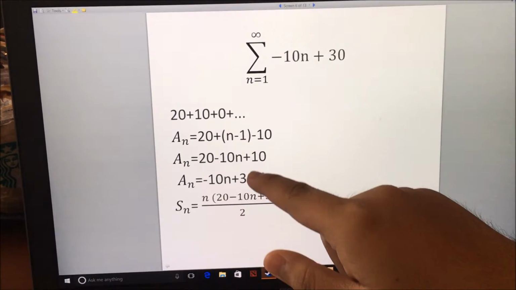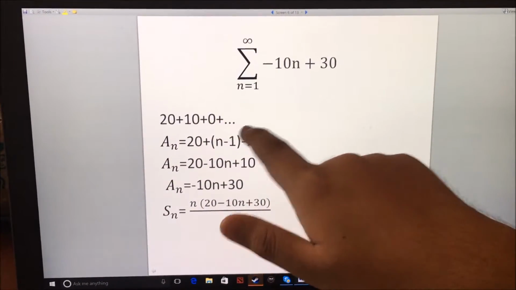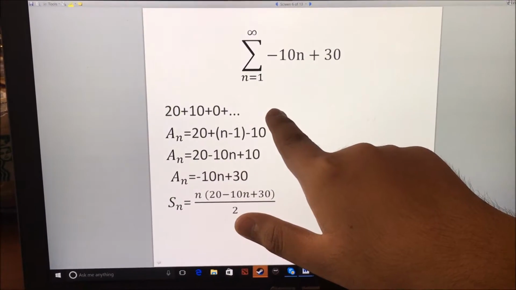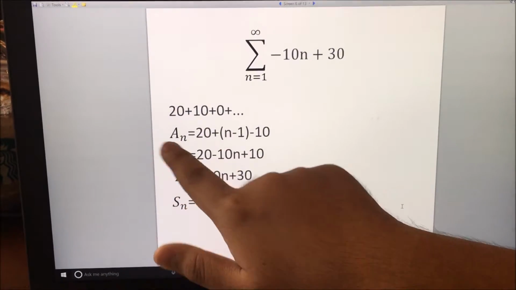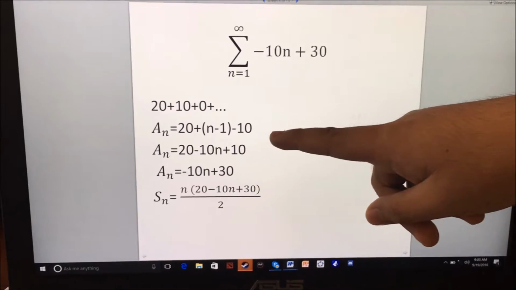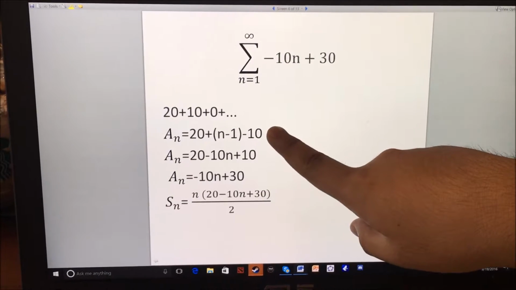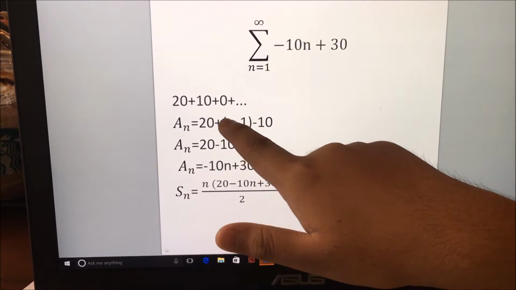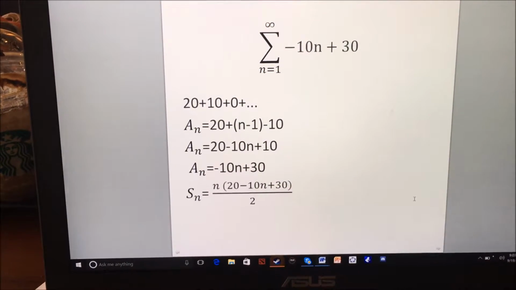So we have our arithmetic sequence right here, 20 plus 10 plus 0 plus dot dot dot. The first thing we have to do is find the summation equation for this arithmetic sequence. So we first use this formula, and we end up with this by substitution: a sub 1 plus quantity n minus 1 times d, which is negative 10.